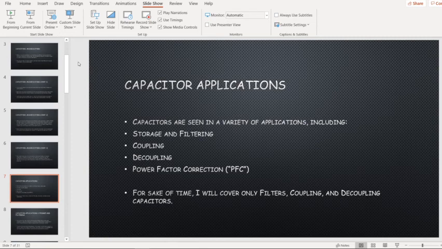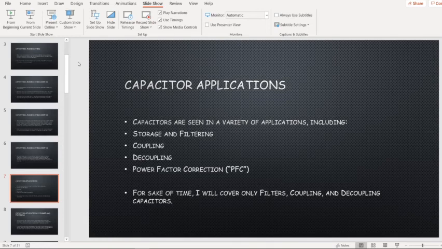Okay, so with capacitors, there are a variety of applications, including storage and filtering, coupling, decoupling, and power factor correction. For the sake of time, I will only cover filters, coupling, and decoupling capacitors, particularly because these are the most common that you will see. There are other applications, of course, but without spending probably two days describing all of them, there's no real use in memorizing every single type of application that passive components see.